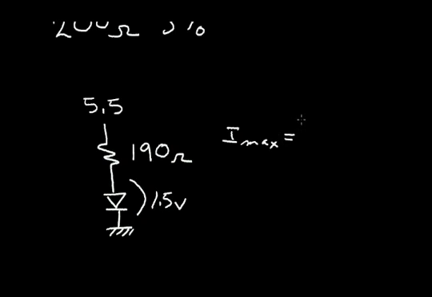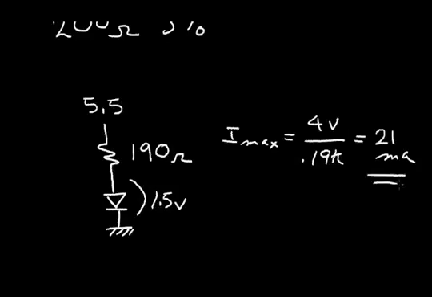will equal to, this would be 4 volts across my resistor divided by 0.19k, which is equal to 21 milliamps. So I'm under the 25 milliamps, so that should be fairly safe. But let's calculate what my maximum power would be.